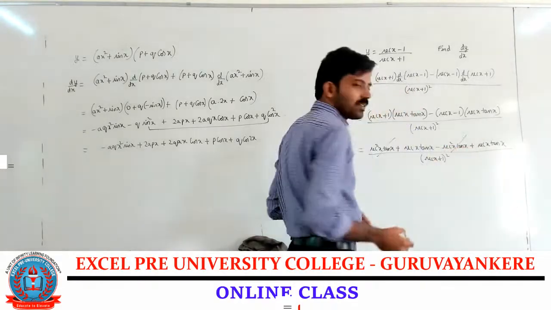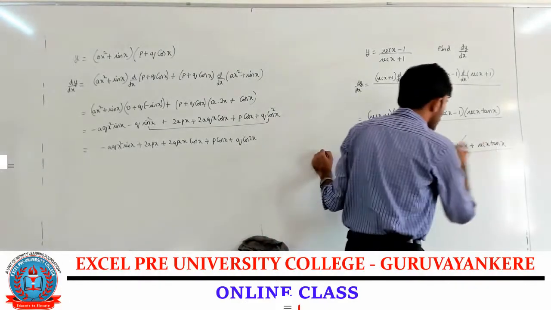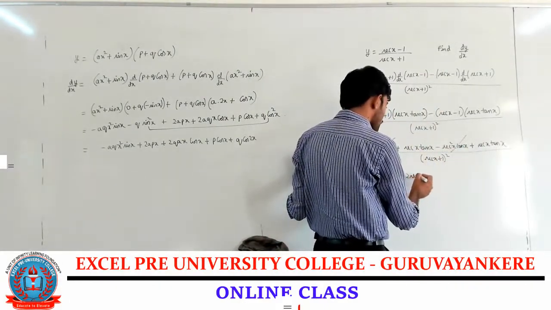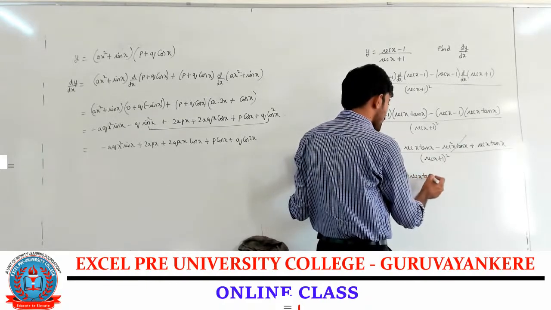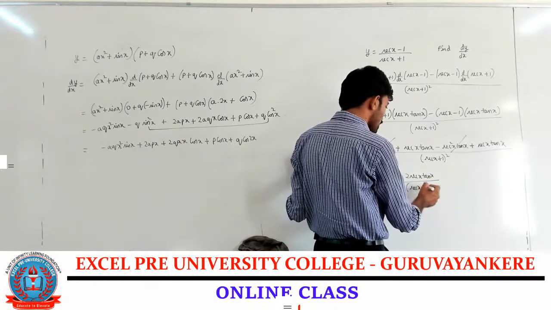These two cancel, they are of opposite sign. These two terms get added up: sec x tan x plus sec x tan x, 2 times sec x tan x, divided by sec x plus 1 the whole square.